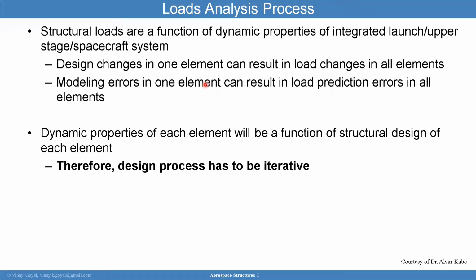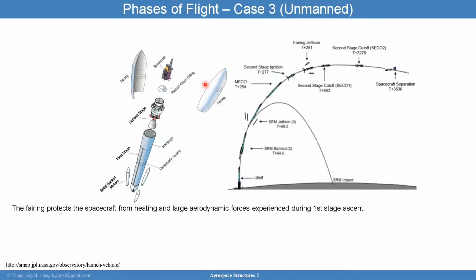So the loads analysis process: the structural loads are a function of dynamic properties. And these dynamic properties are for the integrated launch and upper stage spacecraft system. And the design changes in one element can result in load changes in all elements. Modeling errors in one element can result in load prediction errors in all elements, meaning this is my launch vehicle here, say.